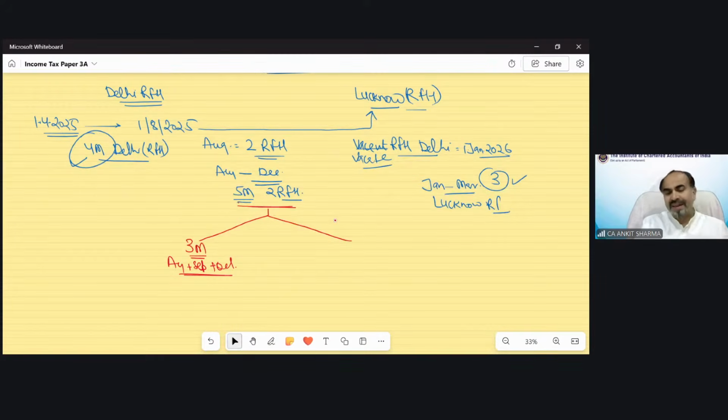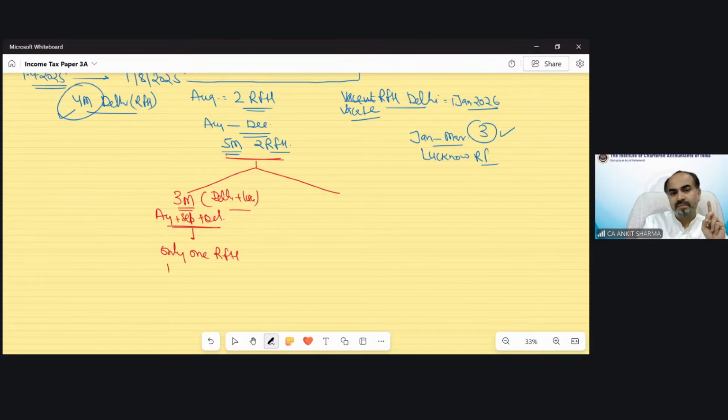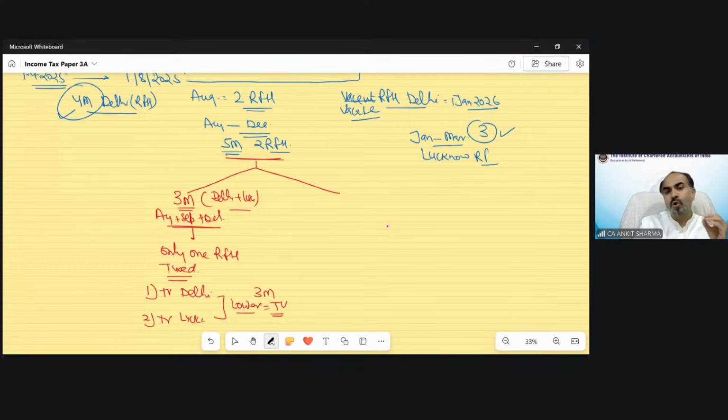For 3 months, we can understand it will take time to shift from one residential property to another, and for that, we are giving you 3 months. For 3 months, you are having both properties, Delhi and Lucknow. But still, we will only tax one. Only one rent-free house would be taxed. Out of these two, whichever is lower, we are going to take as the taxable value for 3 months. So we expect that within 3 months, you will shift. So for 3 months, we are giving you the advantage that even if you are having two rent-free houses, we are only going to tax one, which has the lower taxable value.